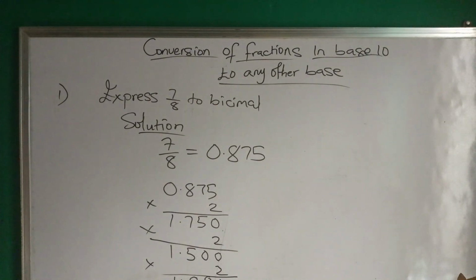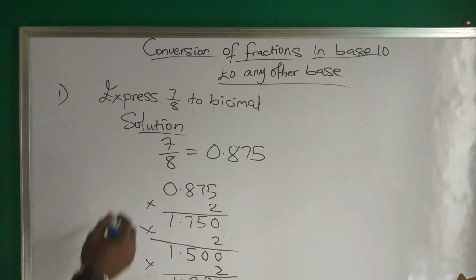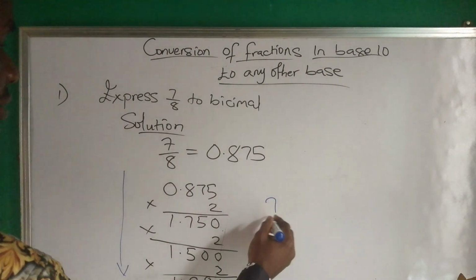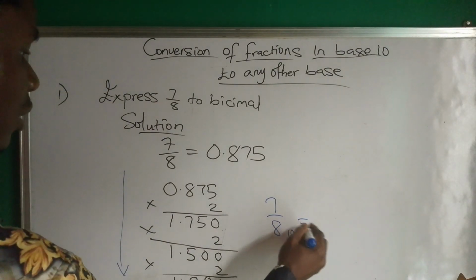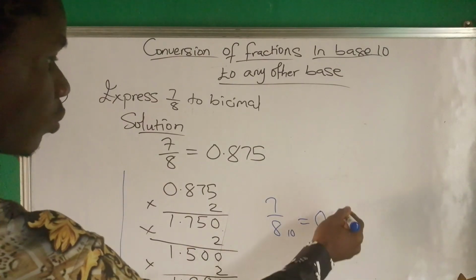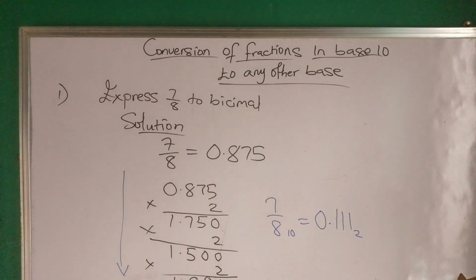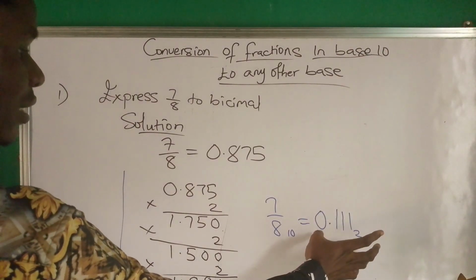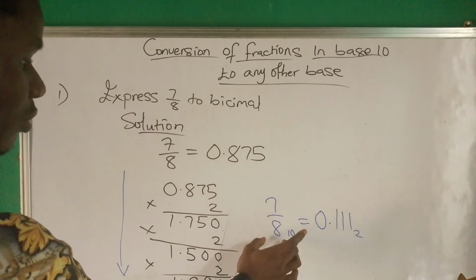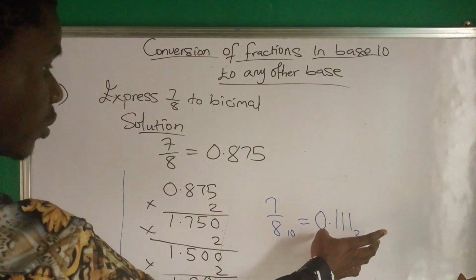So what then is the answer? The answer is all of these digits before the decimal point, in descending order. That's the answer. So we have 7/8 in base 10 equals 0.111 base 2. Alright, so this is actually the answer we are looking for. When we convert 7/8, which is already in base 10, to Bicimal, which is base 2, this is what we'll get.